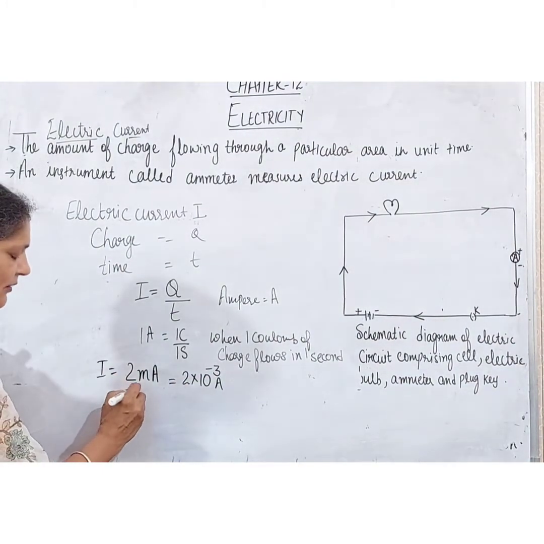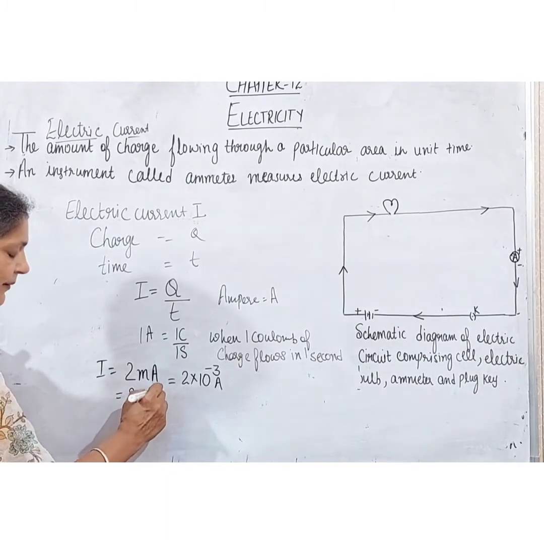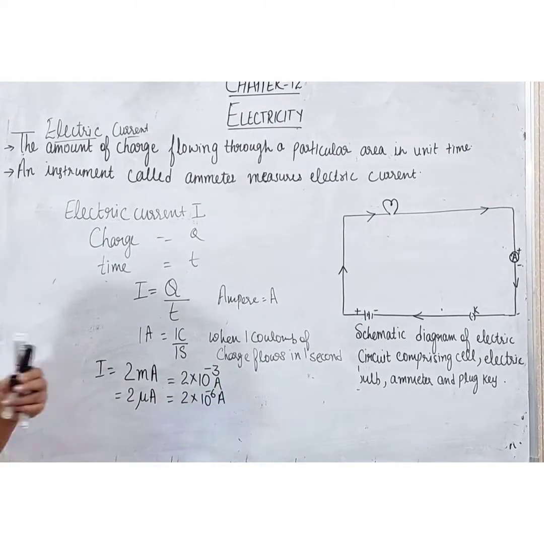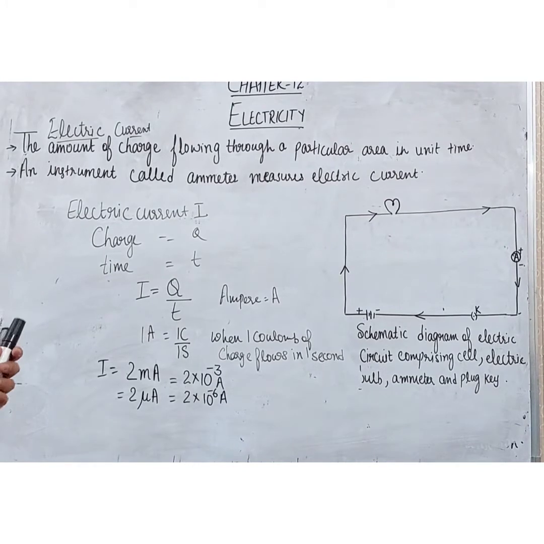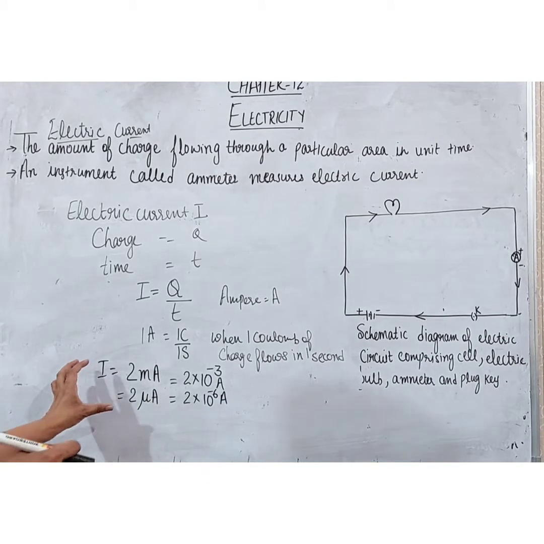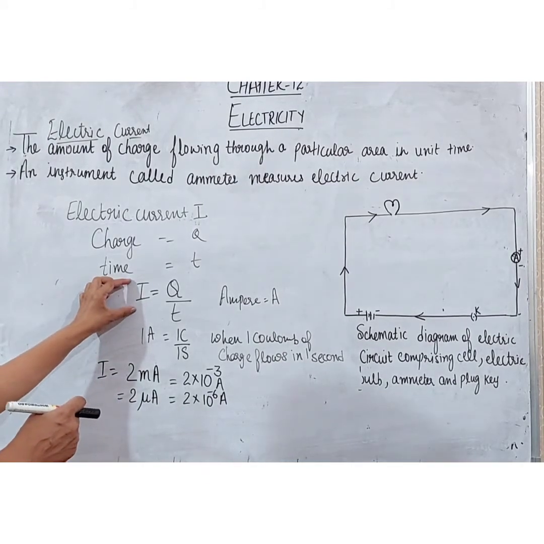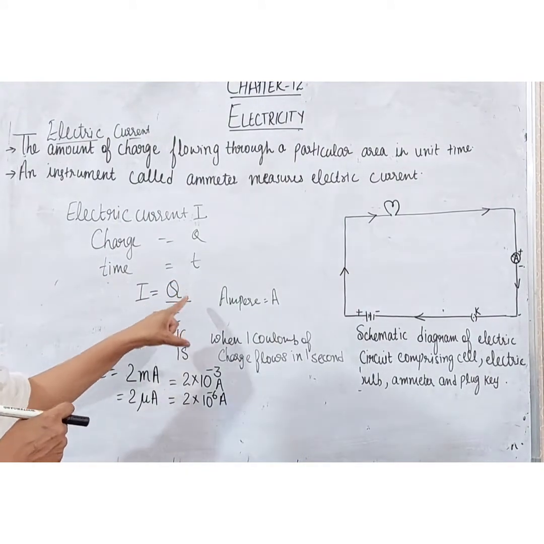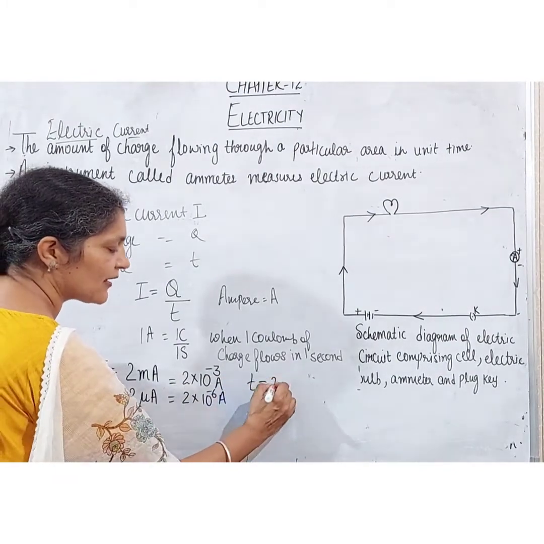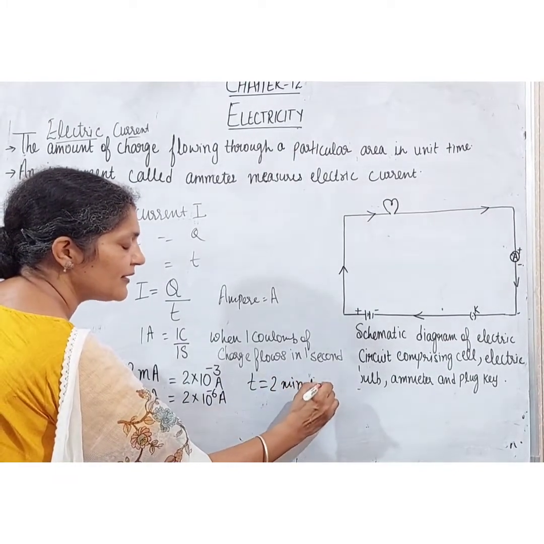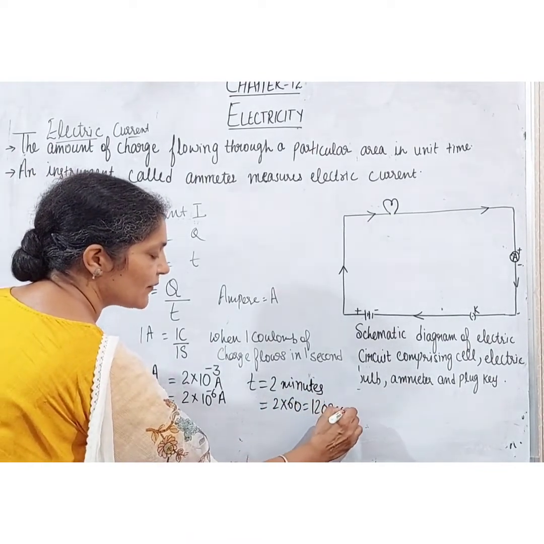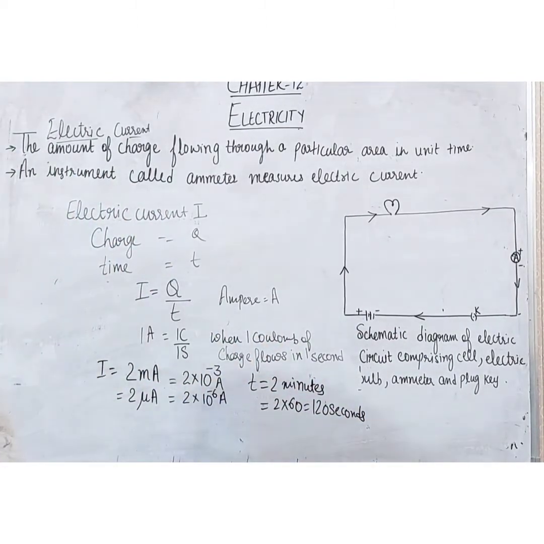In some cases it is also written 2 microampere. So it is equal to 2 into 10 raised to power minus 6 ampere. Right, students? It is equal to 2 multiplied by 10 raised to power minus 6 ampere, because we always take the electric current in ampere, charges in coulomb, time in seconds. Sometimes the time is also written like this: time is equal to 2 minutes. So we will convert the time into seconds by multiplying it by 60. So we will convert into seconds to solve our numerical problems.